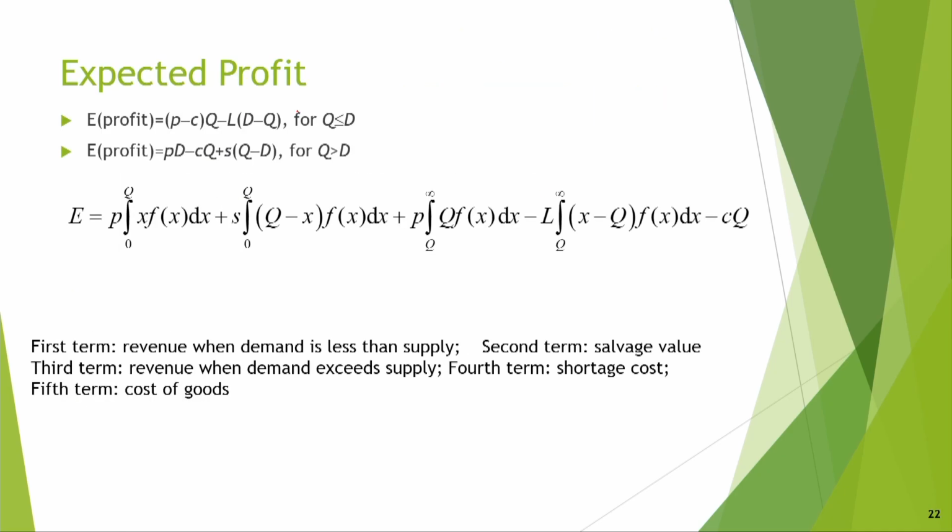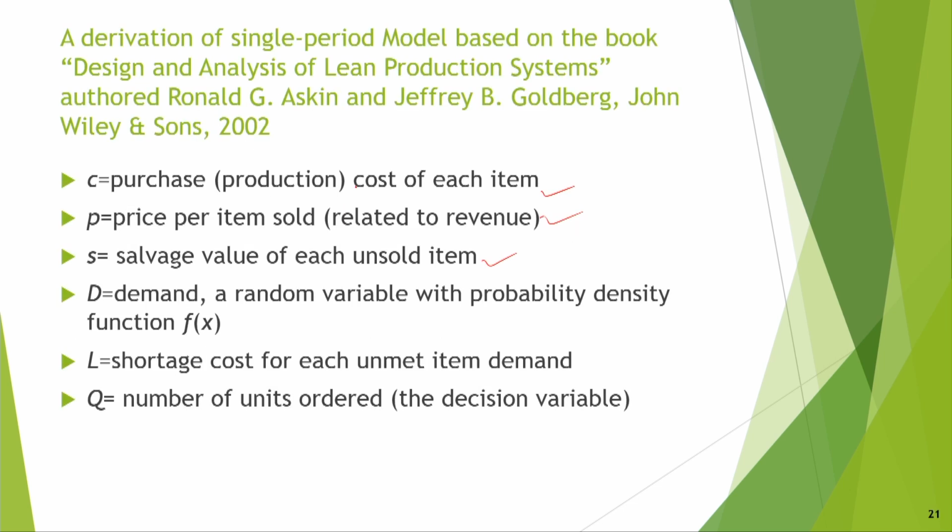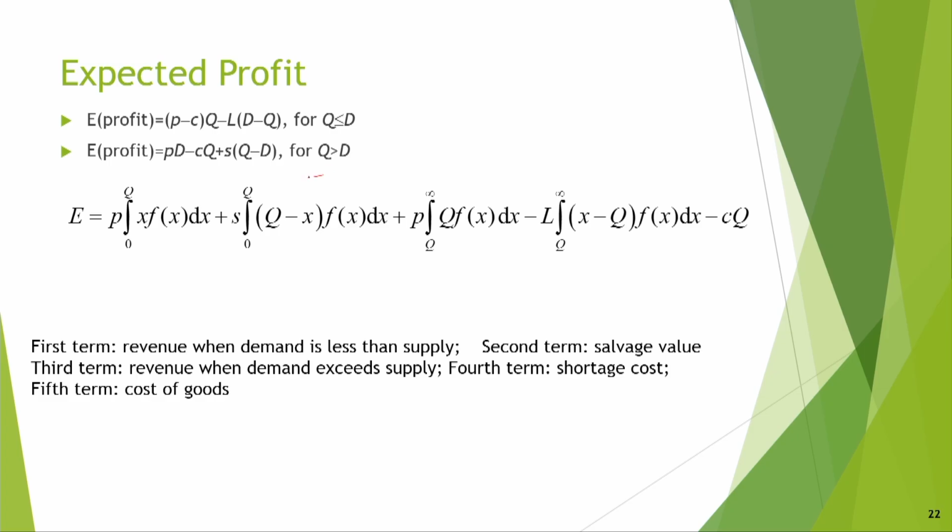So, we find out that expected profit is equal to (P minus C) into Q minus L into (D minus Q) for Q smaller than D, if your order quantity is less than the demand. And if Q is more than D, because Q is the number of units ordered, then expected profit will be P D minus C Q, plus there will be S into (Q minus D), that means you will get salvage also. So, in one case you are only paying for lost value, L means lost value or missed value.